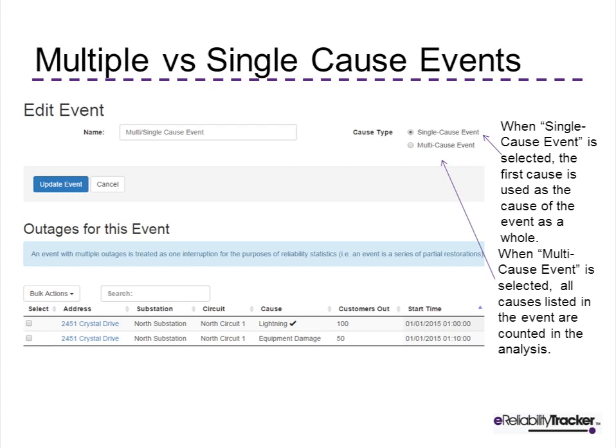Let's say that at my utility we had a storm, and it caused a lightning-related outage where 100 people lost power.